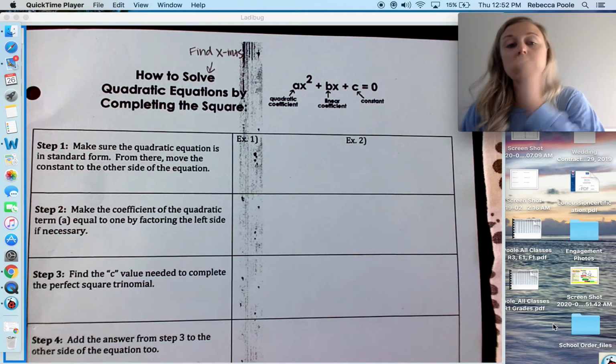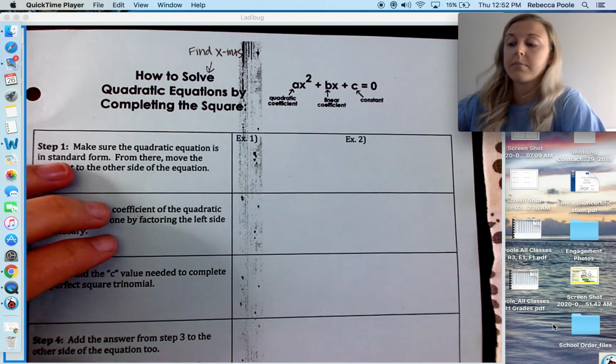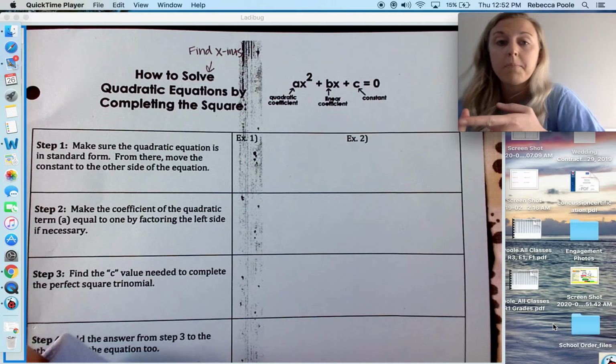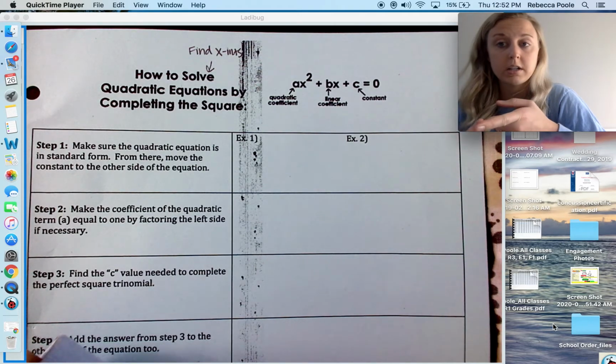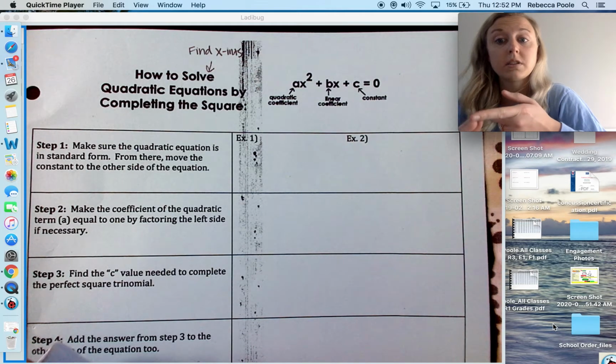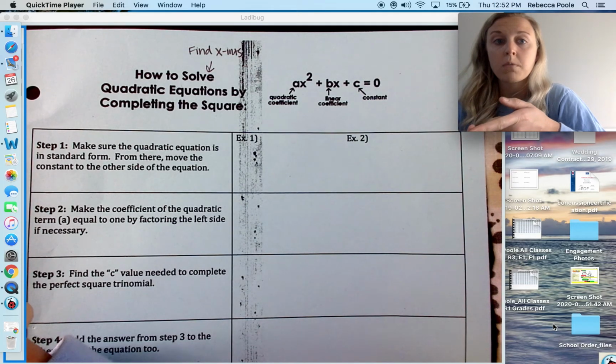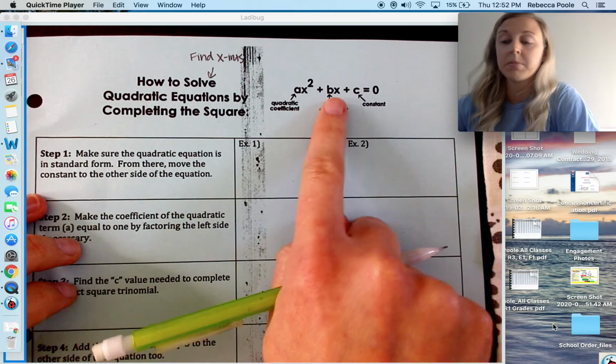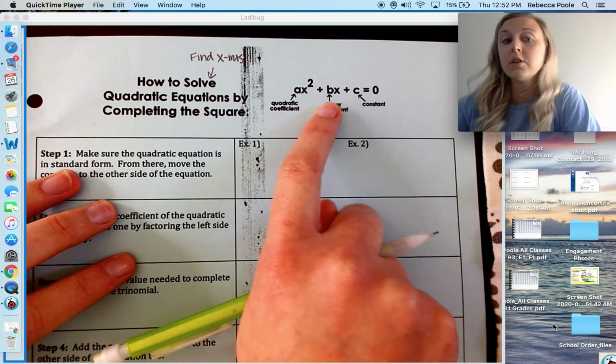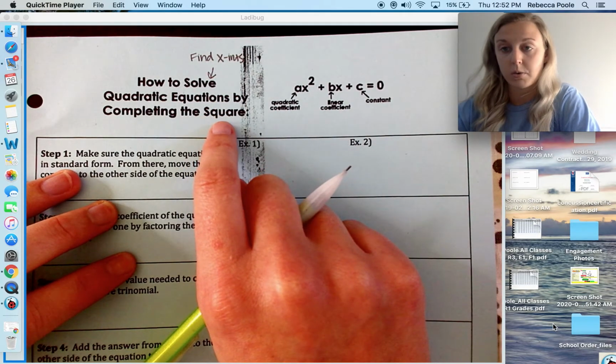Okay, so you can solve a quadratic or find the x-intercepts by factoring, by graphing, which we've already done as well, by using the square root method if it's in vertex form or if the middle term, the b term, is missing. And then if none of those work, then you want to complete the square, okay?